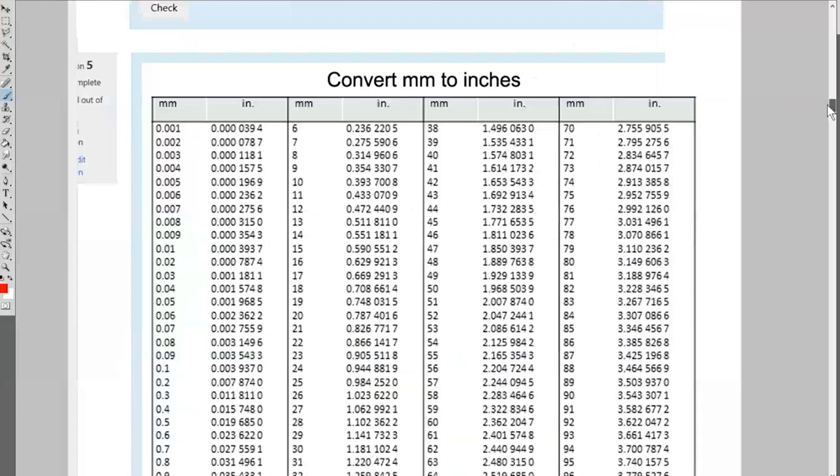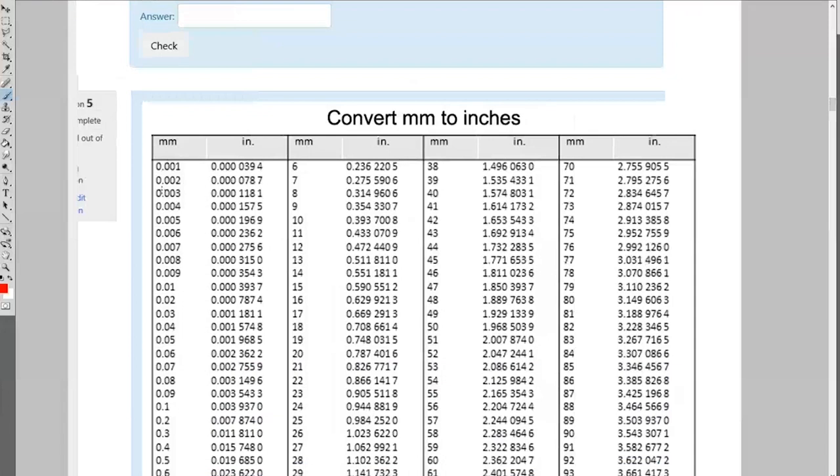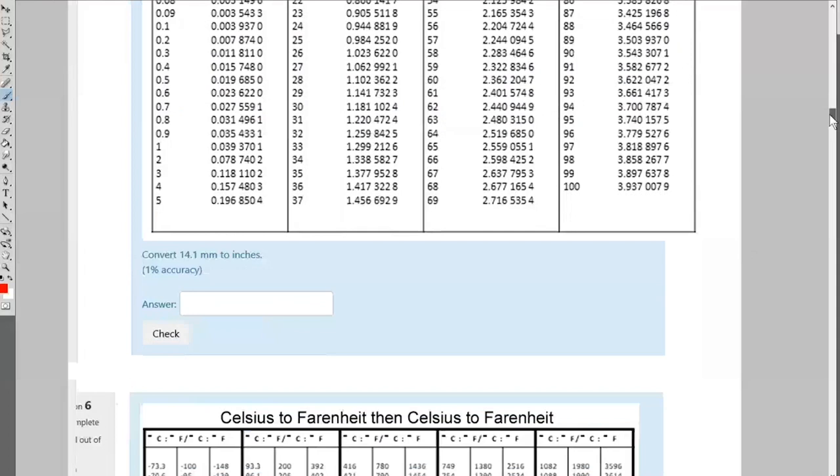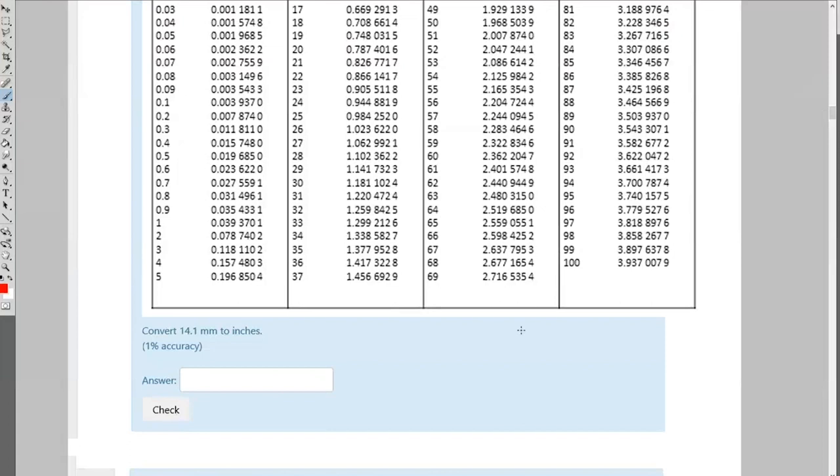All right, now we're converting to inches here, so from millimeters to inches. Now, once again, this has got small decimal places and then full millimeters. So if we want to get an accurate number, we'll have to join them together, which is a whole lot harder than just multiplying by 25.4. But anyway, let's just do it on the calculator first, just so we know we're getting the right answer. So it's 14.1 millimeters converting to inches. So to do that, we get 14.1 divided by 25.4. Get a calculator.